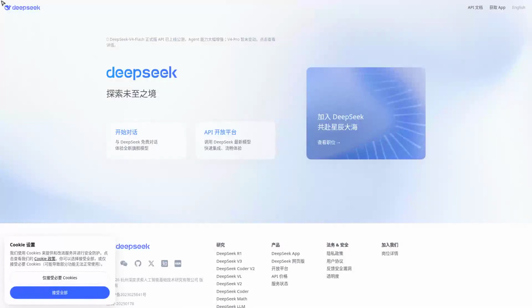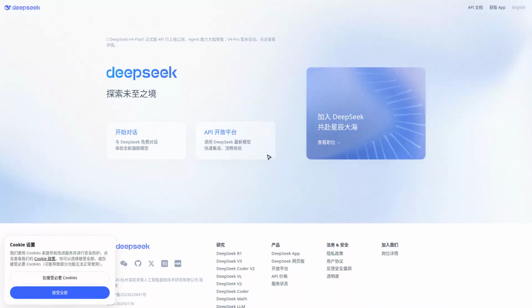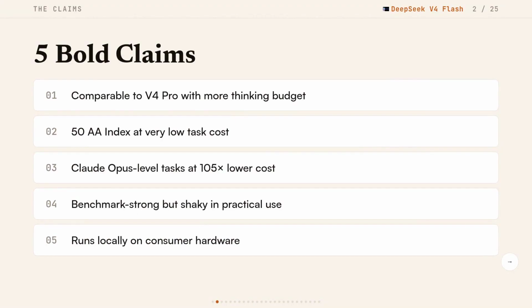Everybody says DeepSeek V4 Flash is frontier-level reasoning at a fraction of the price, and I spent 5 charges trying to prove them wrong. DeepSeek V4 Flash claims cheap frontier reasoning, local runs on your own hardware, and near Opus quality. So, does it actually deliver, or is the hype outrunning the model?